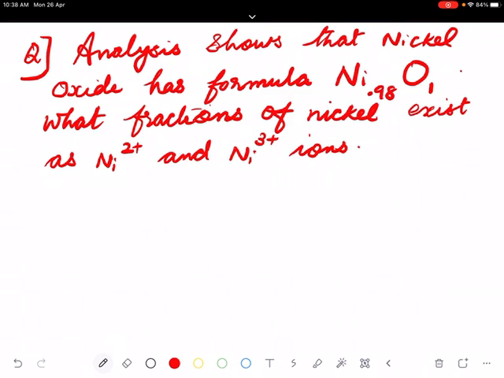3 Ni2+ are replaced by 2 Ni3+. Now we have to find out what fraction. Fraction means the answer should be less than 1. Maybe 0.6, then the other fraction will be 0.4. Maybe 0.8, then the other fraction will be 0.2. Maybe 0.7, then the other fraction will be 0.3. So all the fractions when you add, it should be equal to unity. So let's see how the calculations are going on.